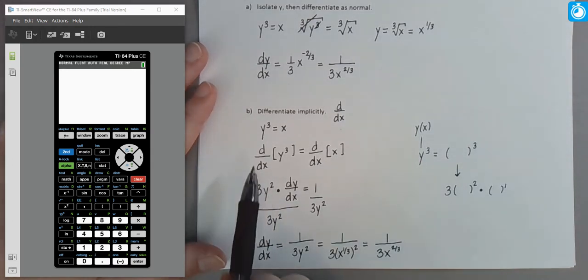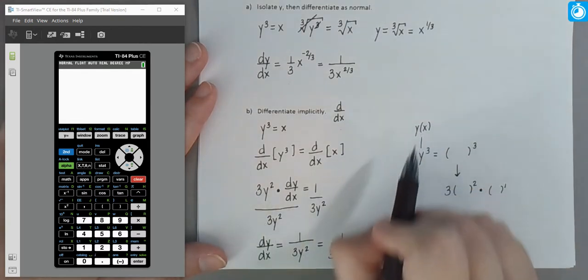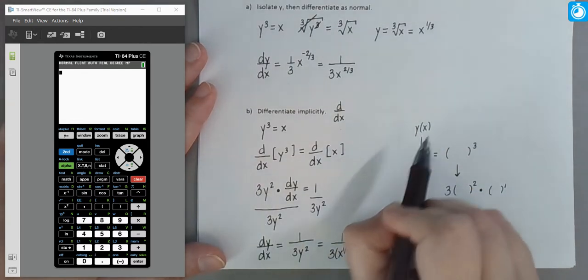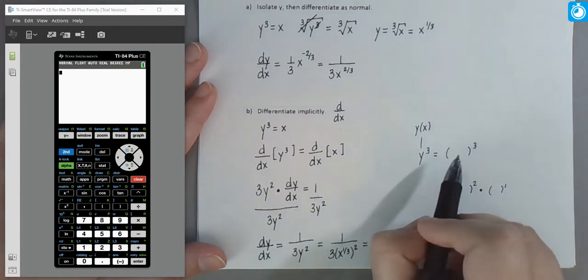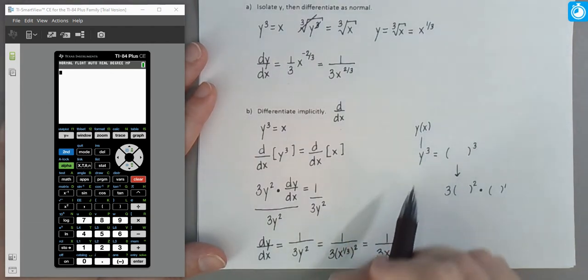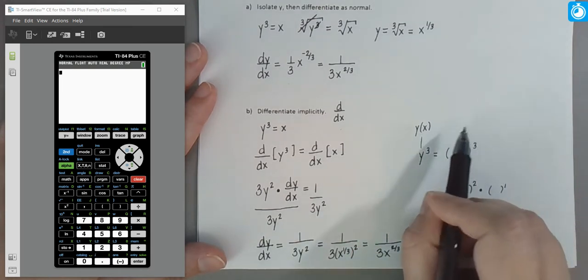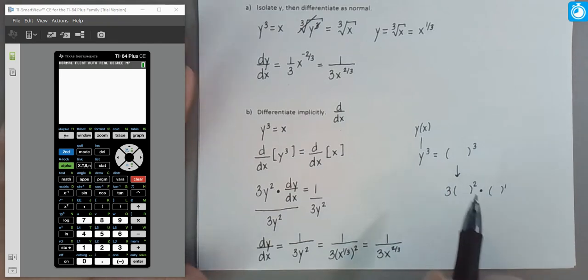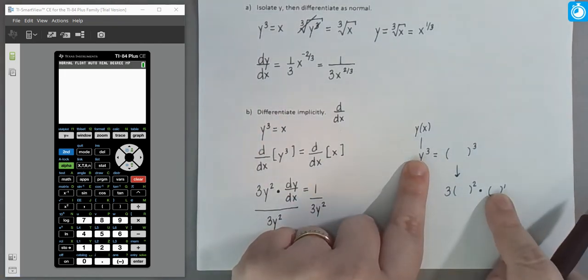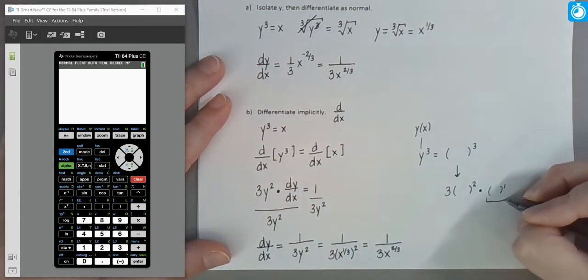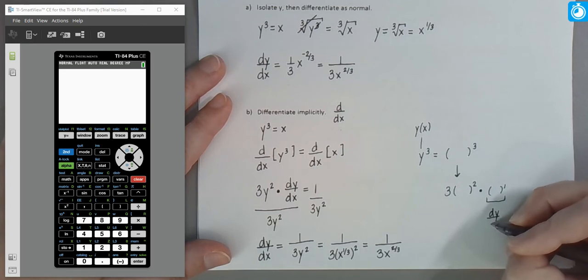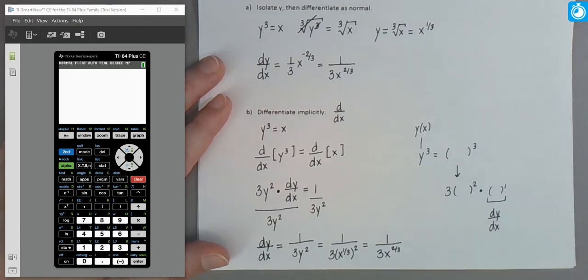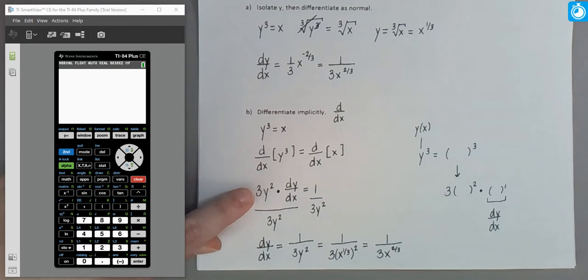But the goal is to use this idea that y is not just a variable, it's a function. It's a function that takes x as an input, so it's its own function within another function in this case. In this case, it was a power function, the cubic function. So we differentiate the outer function like we normally would, and then our inner function of y, we also multiply by its derivative, and the derivative of the inner function, the derivative of y with respect to x, is ultimately what we're interested in. And then we just work around to isolate that derivative of y with respect to x.